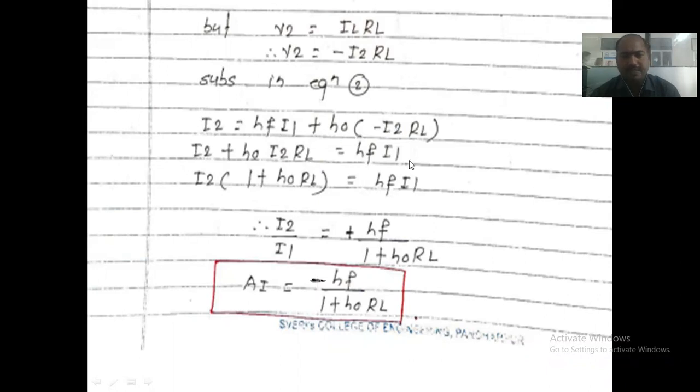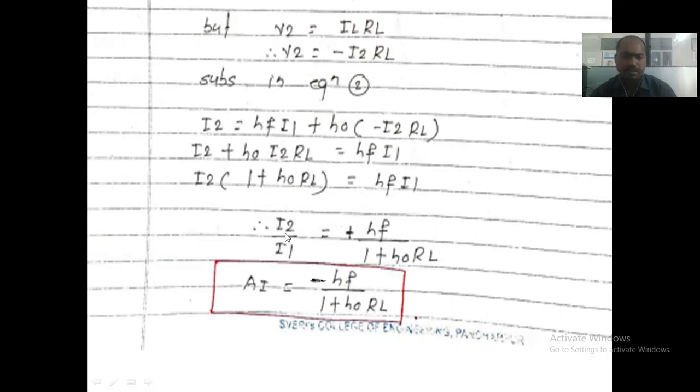Okay, HF into I1 as it is. So in that equation I2 is common, so taking I2 as common, here 1 is remaining, so 1 plus HO into RL, okay, equals HF into I1 as it is, right? So in this equation we know that current gain is nothing but output divided by input, right? So taking I2, this I1 multiplied goes here as divided, so I2 divided by I1 equals HF, as it is, divided by 1 plus HO RL.